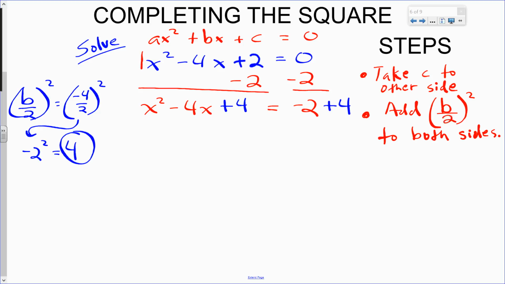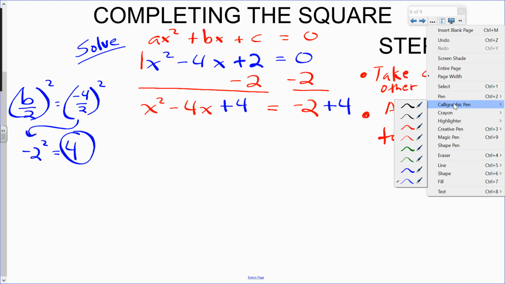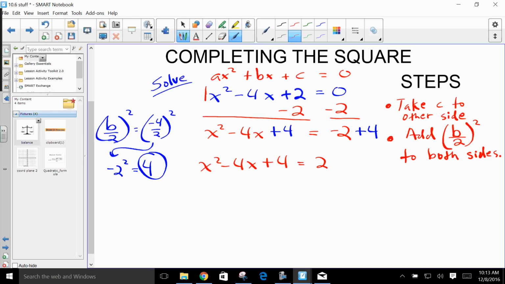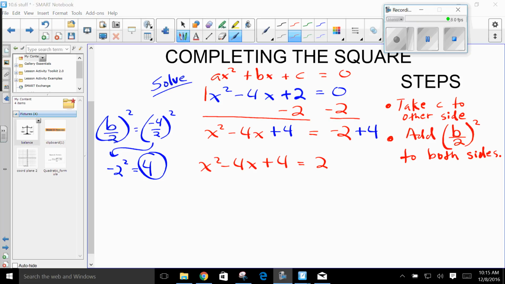Let's simplify now. We have, let me go back to red here, x squared minus 4x plus 4. That's a trinomial, right? On the right side, I have, what's negative 2 plus 4? Positive 2. So far, so good. You guys ready? Good.